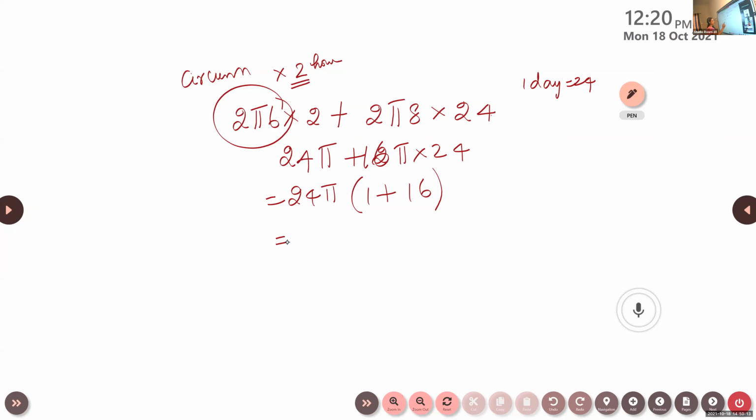Now try to simplify this. 24 into pi, whose value is given as 22 by 7, into 17. Multiply this, cut short it, and find the approximate value. I think we can't divide it now; only finally will we be able to divide it.